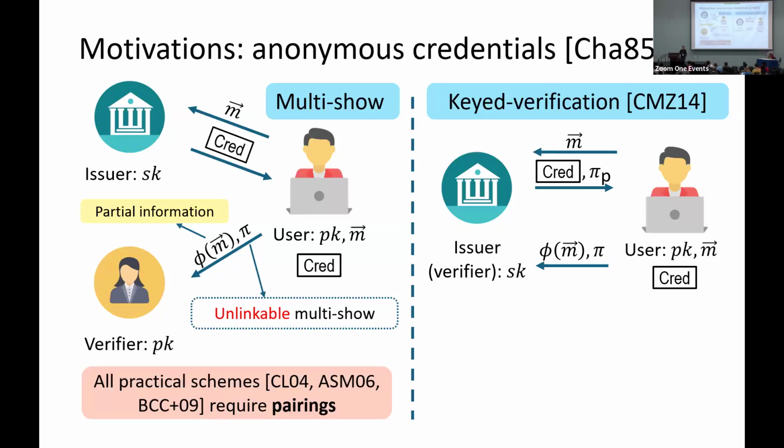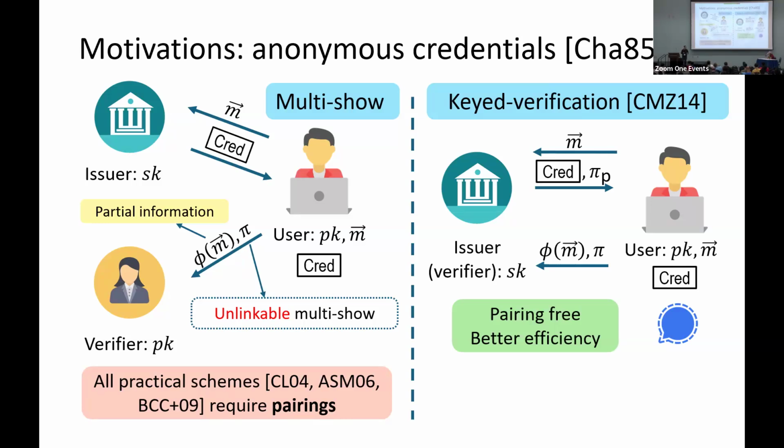A simpler scenario arises when the user only needs to present the credential to the issuer, which means the issuer also plays the role of verifier. Note that in this case, the issuer needs to additionally send a proof that the credential is computed correctly. This primitive is referred to as a keyed-verification anonymous credential, which was first proposed by Chase et al. in 2014. It also gives constructions based on pairing-free groups that offer better efficiency and are now used in Signal encrypted messaging.